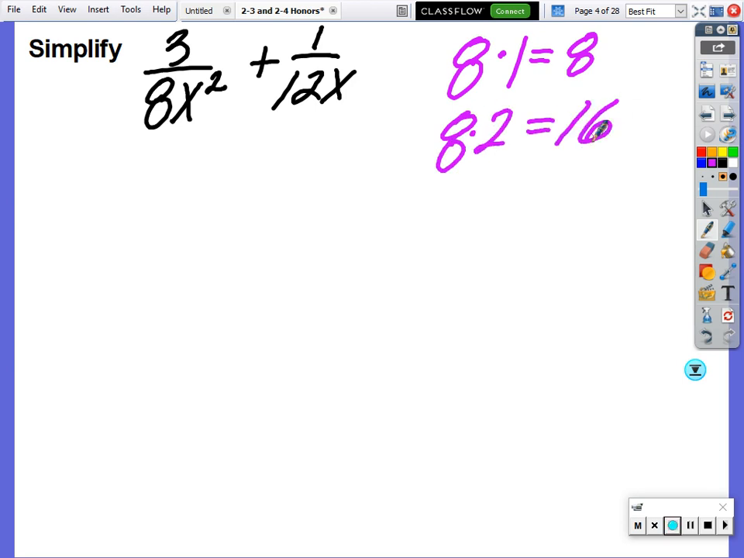Can I make 12 a 16? No. 8 times 3 is 24. Can I make 12 24? Yeah. Then let's go with that. All right, let's make those 24. So we times by 3 over 3.